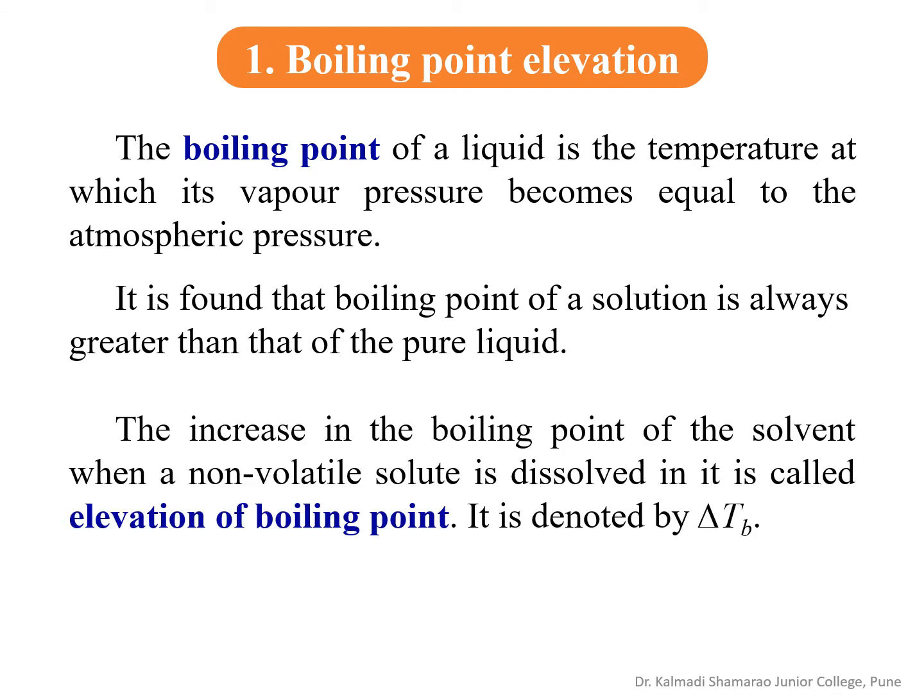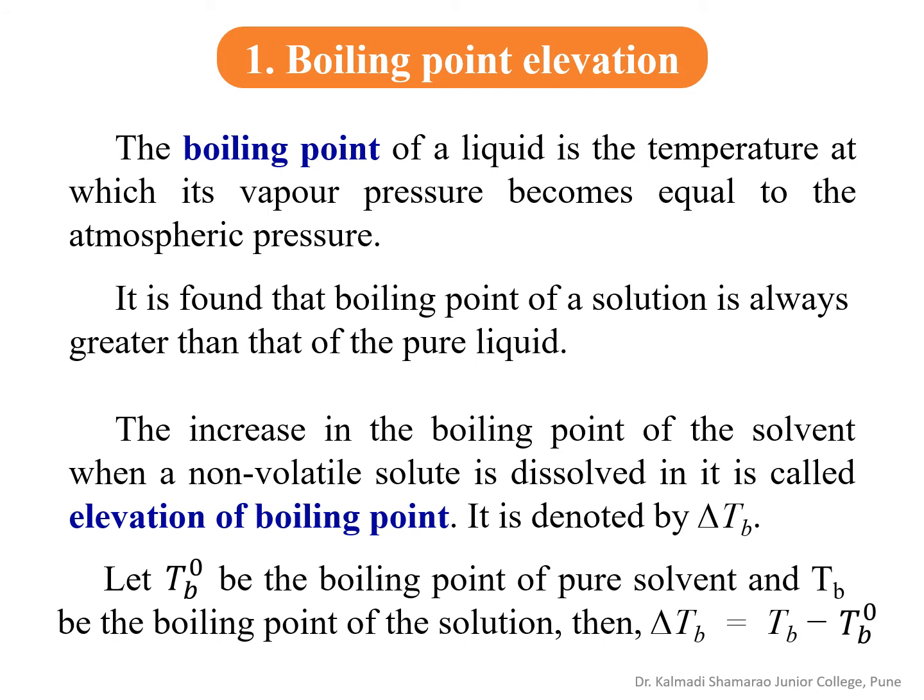The increase in the boiling point of the solvent when a non-volatile solute is dissolved in it is called elevation of boiling point, and it is denoted by delta Tb. Let Tb naught be the boiling point of pure solvent and Tb the boiling point of solution. Then delta Tb is equal to Tb minus Tb naught.